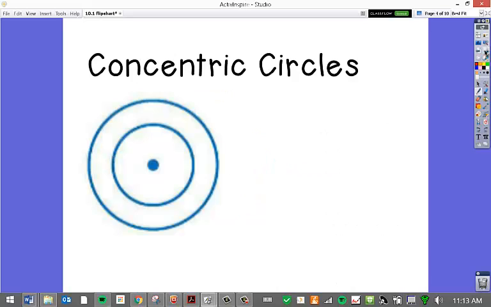Next vocab word are concentric circles. Concentric circles are two or more circles that have the same center. So they have different radii, but their center is the same. So we have this small circle, this is its radius. Then we have the larger circle, this is its radius, but they're called concentric circles because they share the same center point.